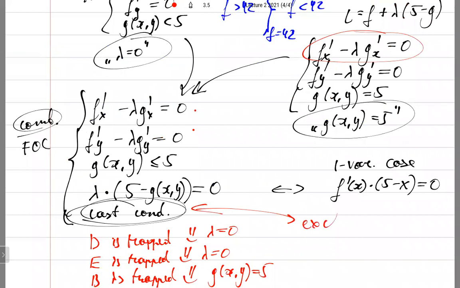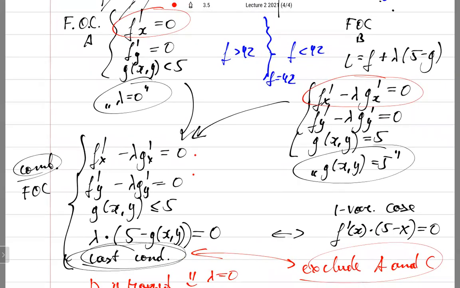We need to exclude A and C because they are not local extrema. Okay. Any questions up to this moment? Because we are just building intuition.